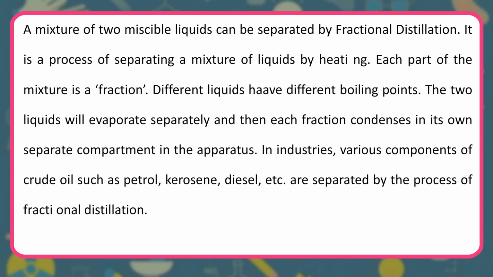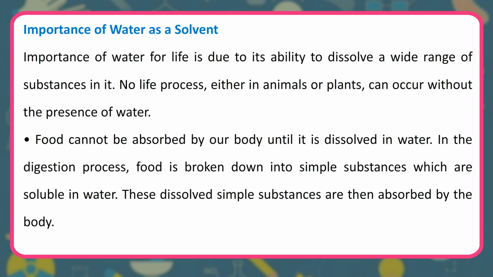A mixture of two miscible liquids can be separated by fractional distillation. It is a process of separating a mixture of liquids by heating. Each part of the mixture is a fraction. Different liquids have different boiling points. The two liquids will evaporate separately and then each fraction condenses in its own separate compartment in the apparatus. In industries, various components of crude oil such as petrol, kerosene, diesel, etc., are separated by the process of fractional distillation.